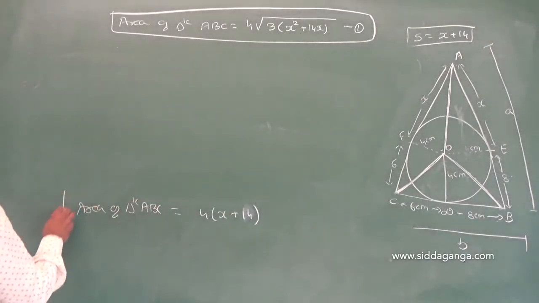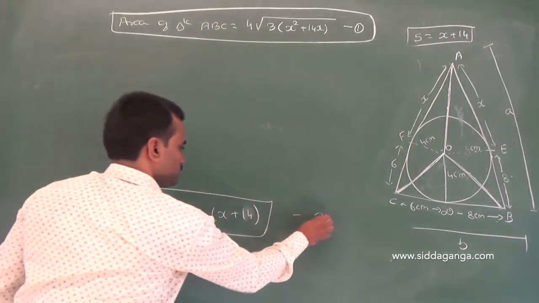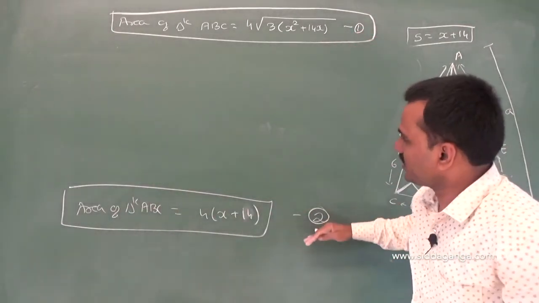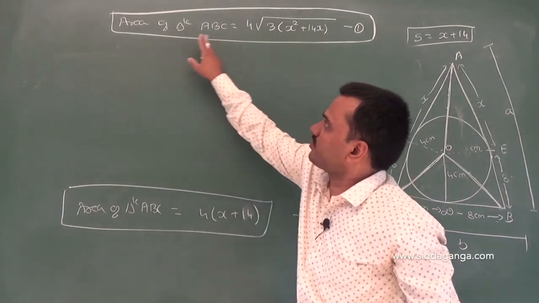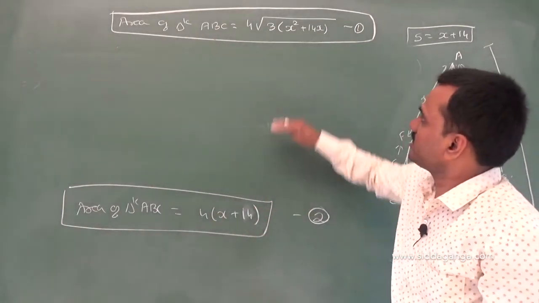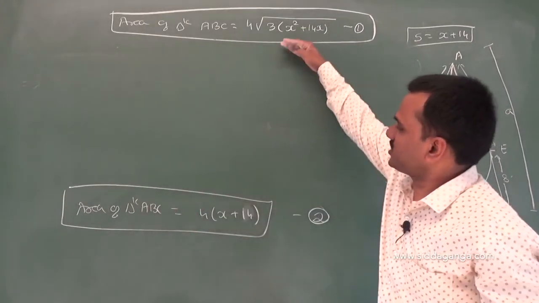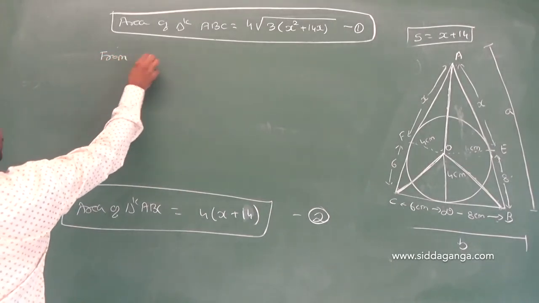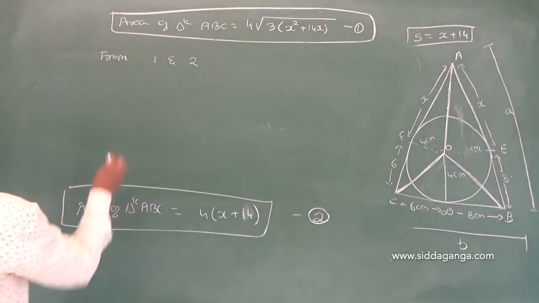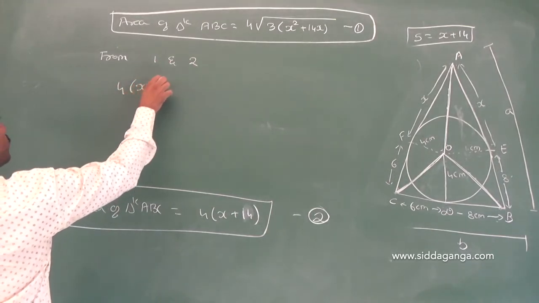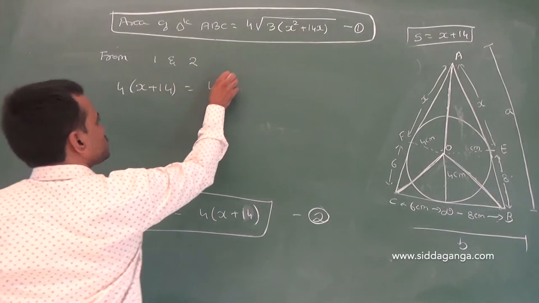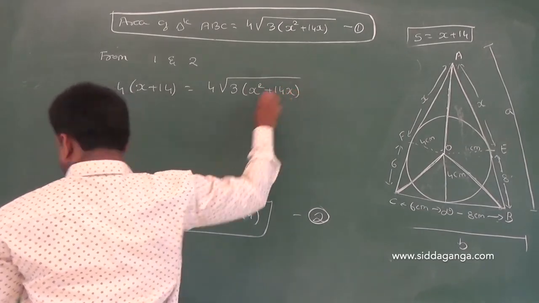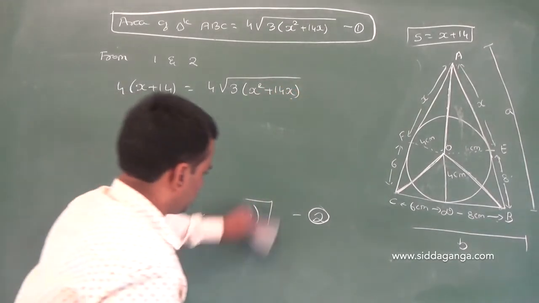This is one more result. Observe here, from 1 and 2, LHS is same, area of triangle ABC, area of triangle ABC. If LHS is same, RHS is also same. So I write here, from 1 and 2, 4 into x plus 14 is equal to 4 into square root of 3x square plus 14x.